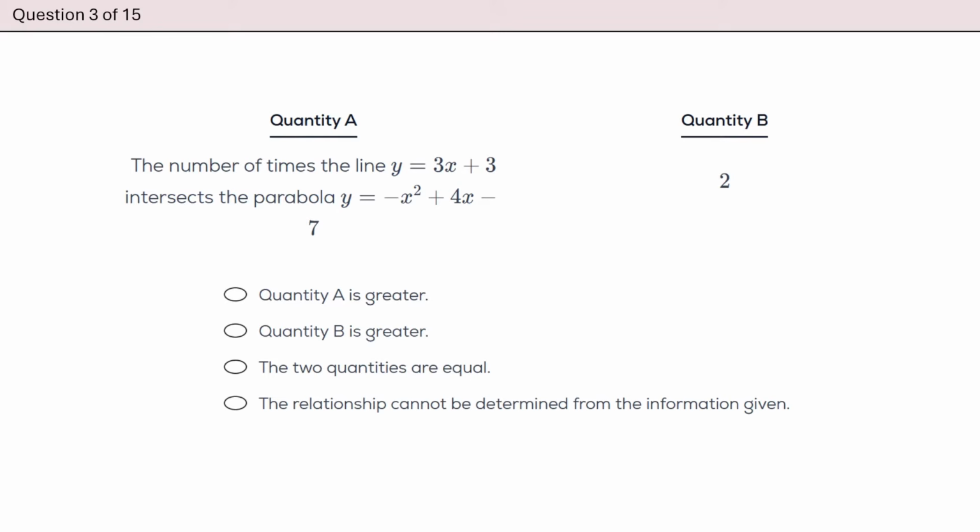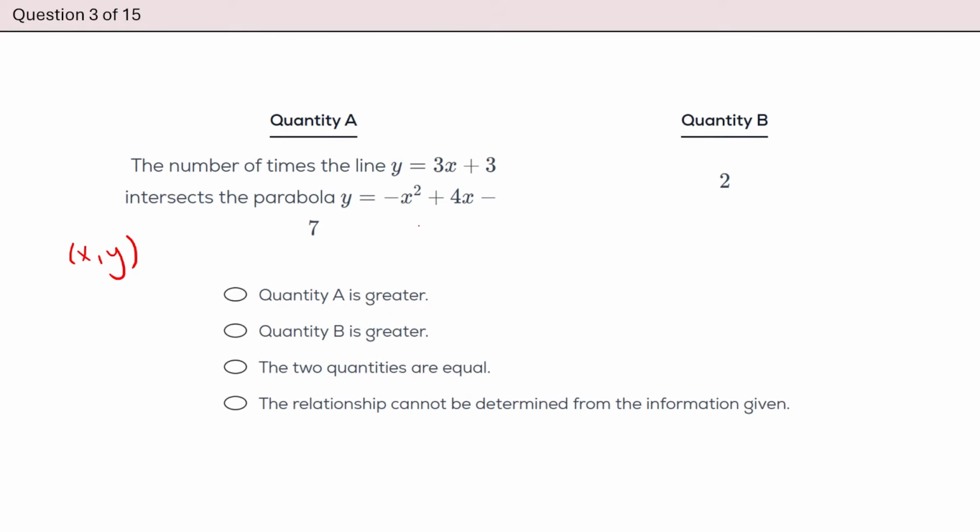Question number 3, the number of times the line y equals 3x plus 3 intersects this parabola. And the formatting's a little bit odd. I apologize about that. So whenever we want to find intersection points, what that means is we have a set of points, x, y, which if we plug those into both equations, they both work. They both work, right?